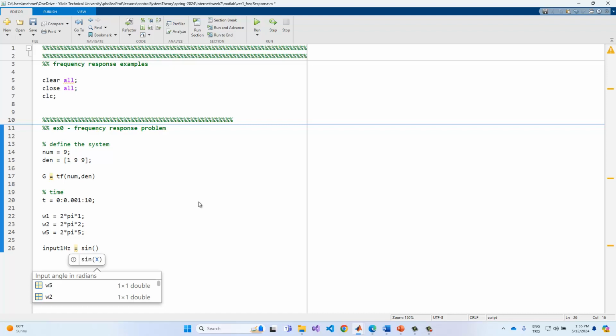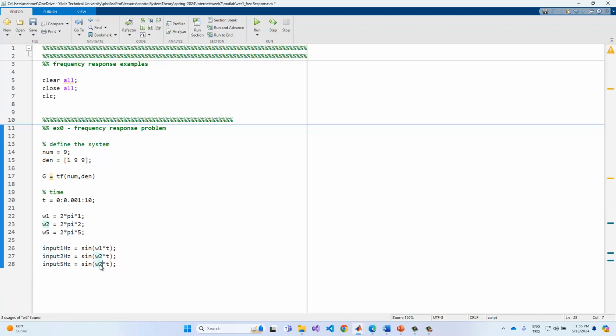sinus signal w1 times t. This is our signal to be applied to the system. And so we can copy these things in here. This is the 2, and also this is the 5 and 5. And so the output 1 can be obtained with the LSIM function. We can provide the system in here, the input 1 hertz can be given, and the timeline should be given in here.